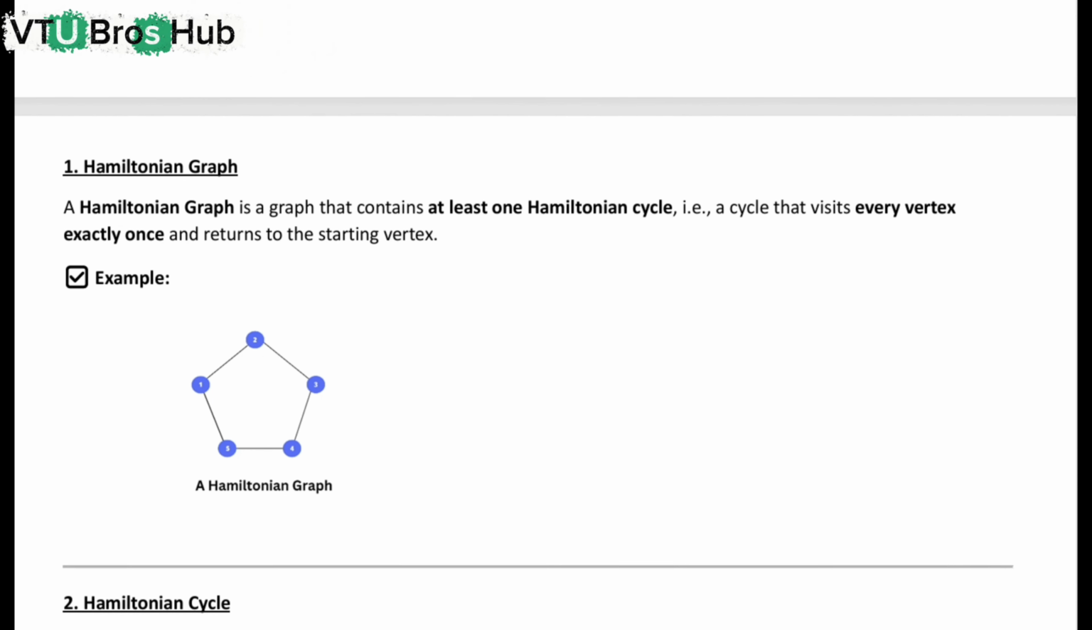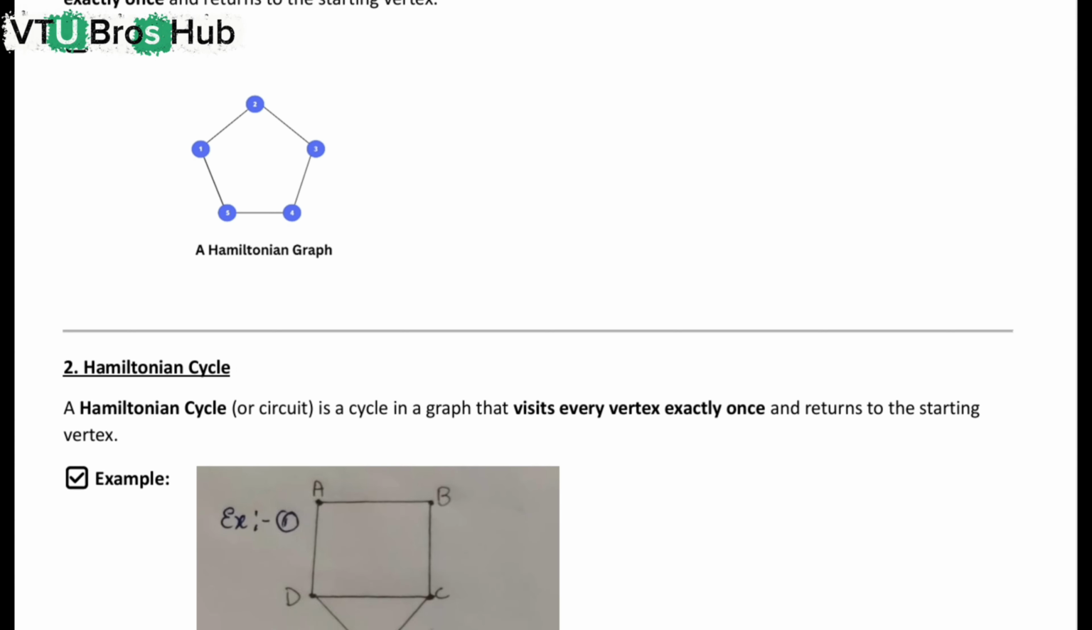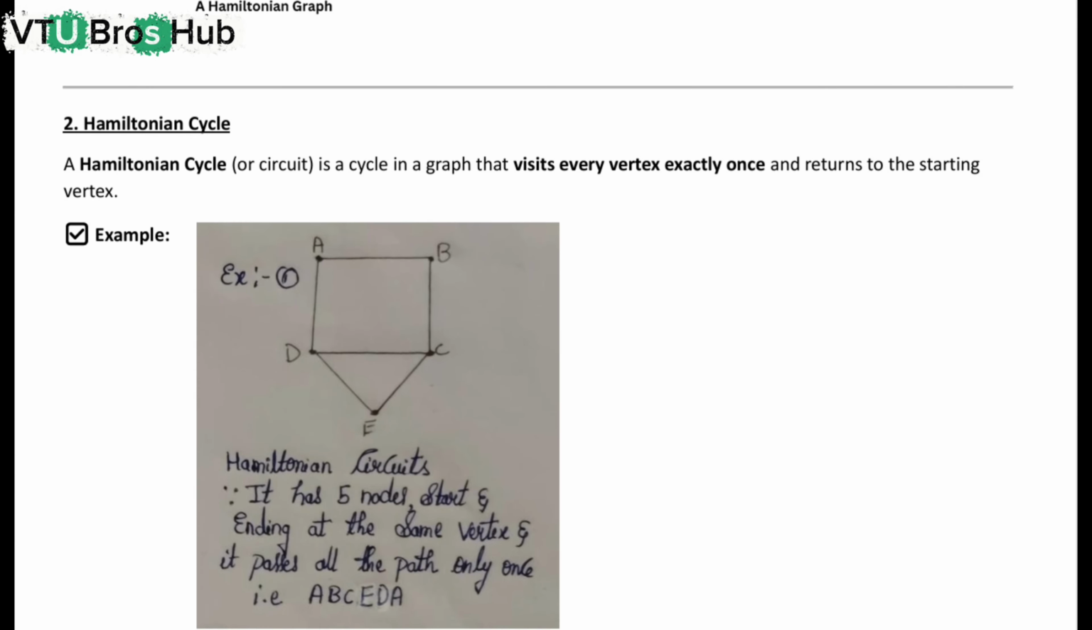4. Hamiltonian graph. A Hamiltonian graph is a graph that contains at least one Hamiltonian cycle, a cycle that visits every vertex exactly once and returns to the starting vertex. Example. Check the example graph shown. 5. Hamiltonian cycle. A Hamiltonian cycle, or circuit, is a cycle in a graph that visits every vertex exactly once and returns to the starting vertex. Example. Refer to the diagram in the material.